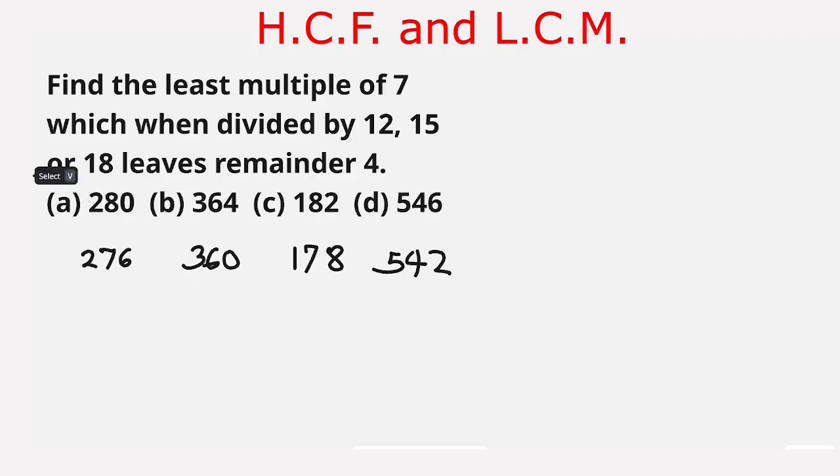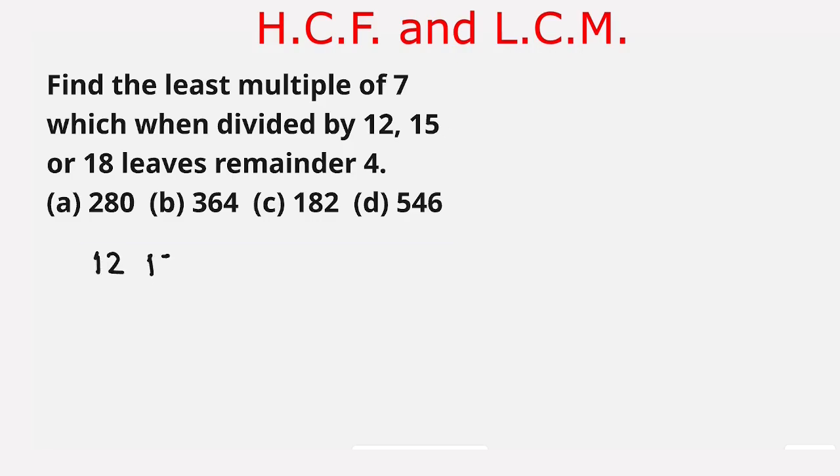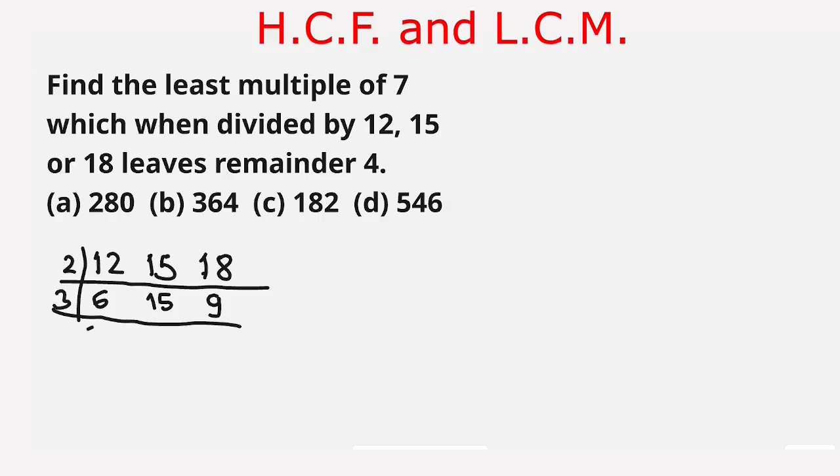regular method. The LCM of 12, 15 and 18 is 180. We'll find it also. 12, 15, 18. We divide these numbers by 2. 2 divides 12, 6 times. We write 15 as it is. 2 divides 18, 9 times. Now we divide all these numbers by 3. 3 divides 6, 2 times, 15, 5 times, and 9, 3 times.